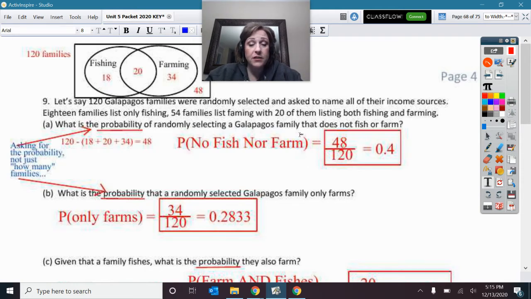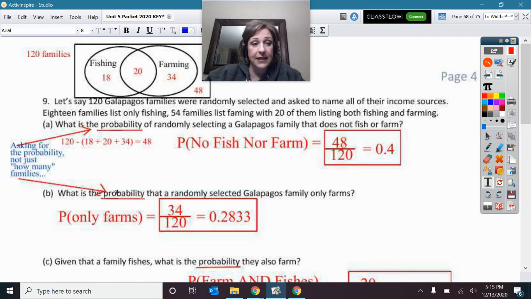Now, what I want to mention to you is to be careful, because it didn't just say how many of them do not fish or farm, which there are 48 that do not fish or farm, but that's not the answer. Okay. It says what's the probability that a randomly selected family does not fish or farm. So that means 48 of them do not out of the 120. So that's 40%. And I guarantee you, if this was a multiple choice question, 48 and 40 would both be options, okay, of the numbers.